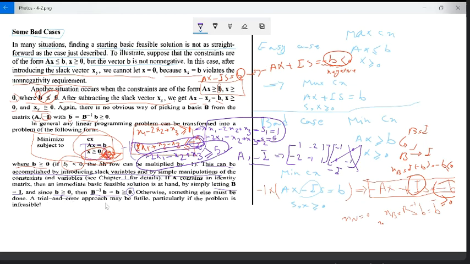A trial and error approach might be futile. Do you understand this? We have two cases. The easy case is the canonical form of maximization, and the bad case is the canonical form of minimization.